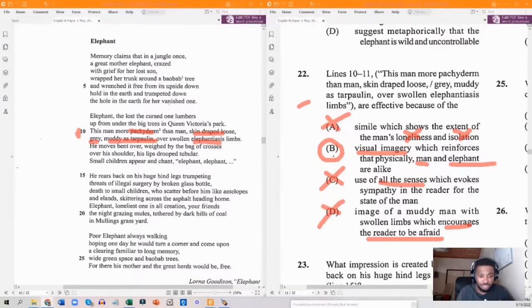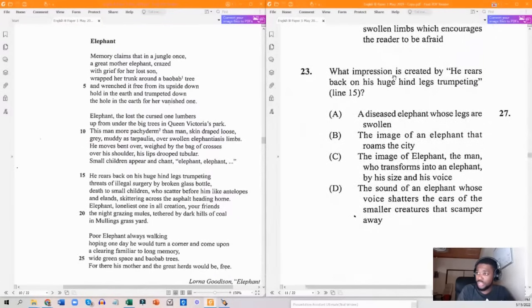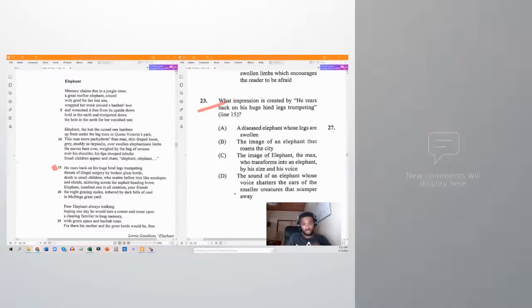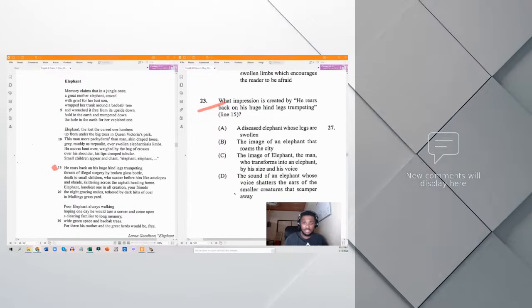So 22, B. I'll be moving a little bit faster from here on out. If you guys have questions, just stop me in my tracks and I'll address the concerns. 23. What impression is created by "he rears back on his huge hind legs trumpeting," line 15? What is the impression created by this line?